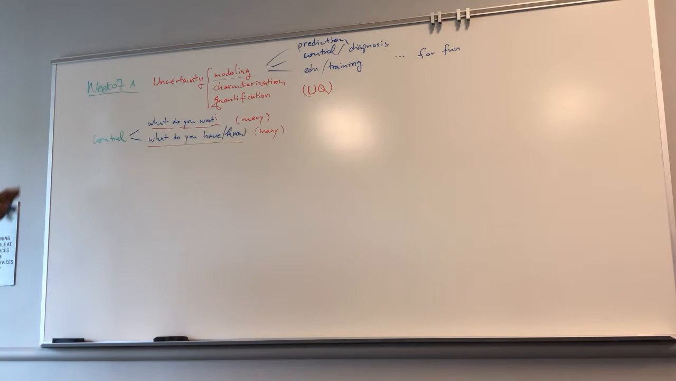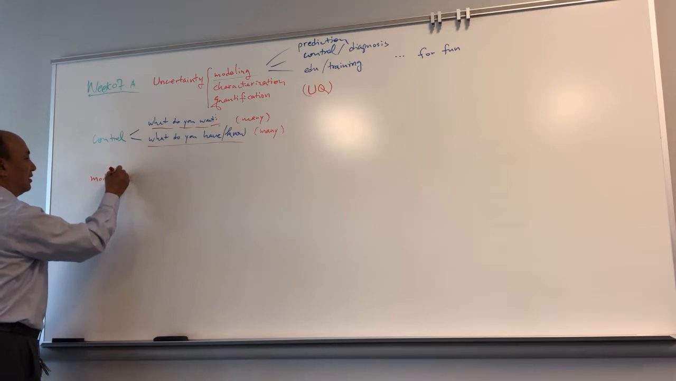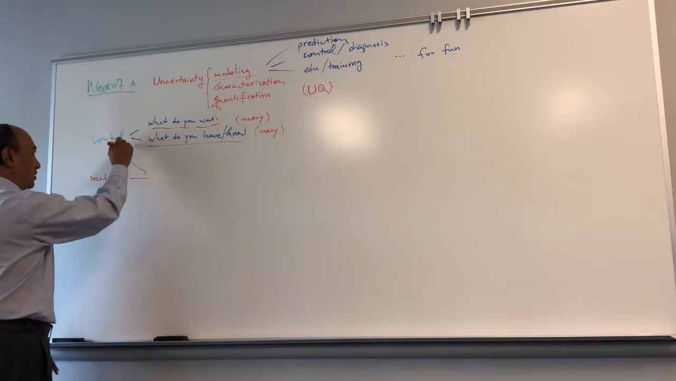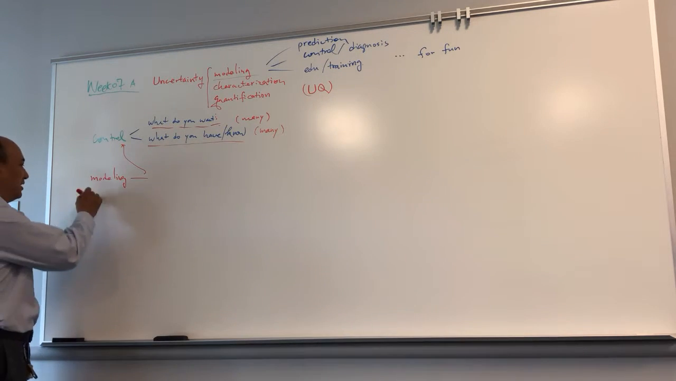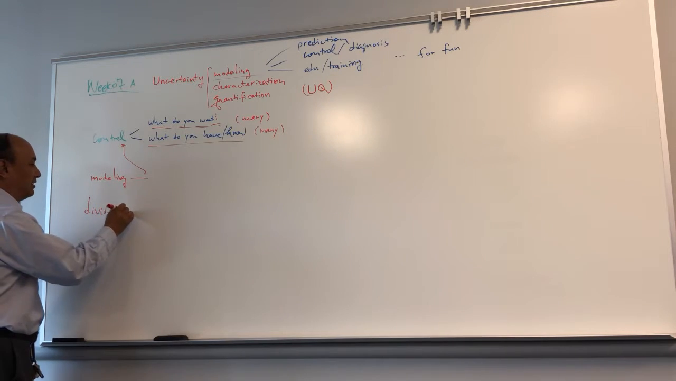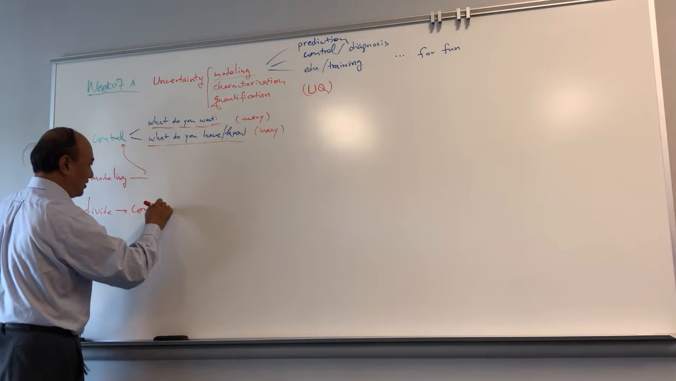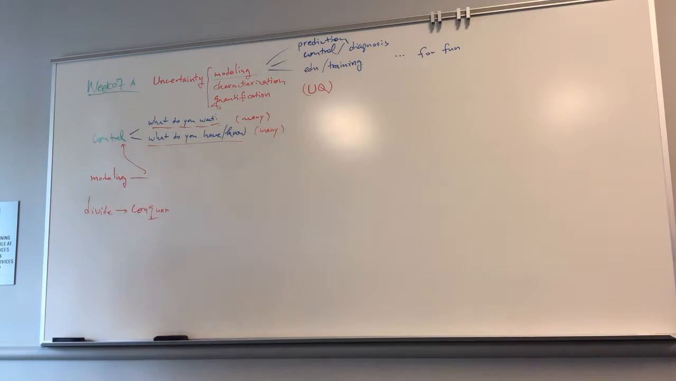And so I said control, but we have modeling here. We have 3 objectives, and one of them is for control. For this modeling part, we also need to talk about uncertainty for sure. So one of the ideas is called divide and conquer. What do we mean?